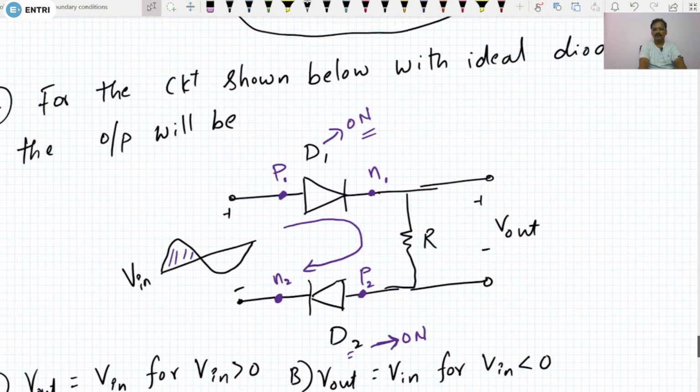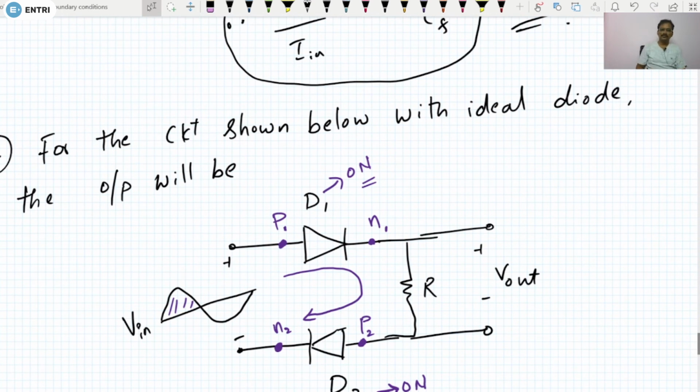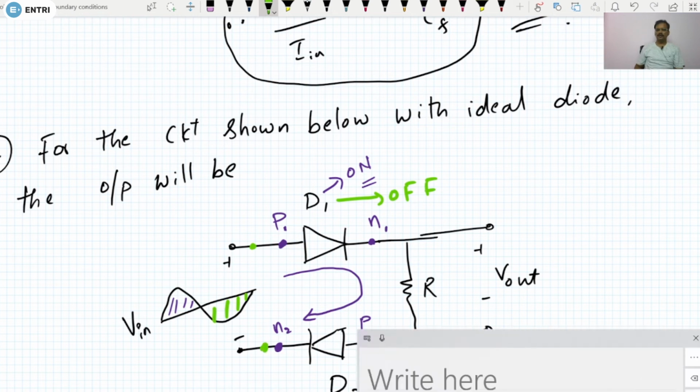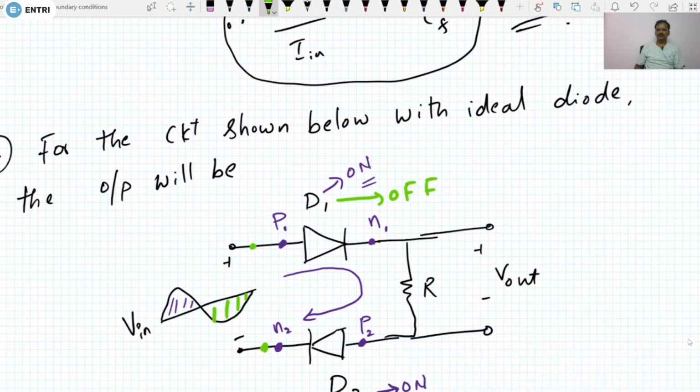For V in less than 0, I am taking another color. Let us take green. So for V in less than 0, here it is going to be at lesser potential. So this diode will go to off state, right? And here it is going to be at higher potential when compared to P2. So this diode will also go to off state. So both the diodes will go to off state during negative half cycle.